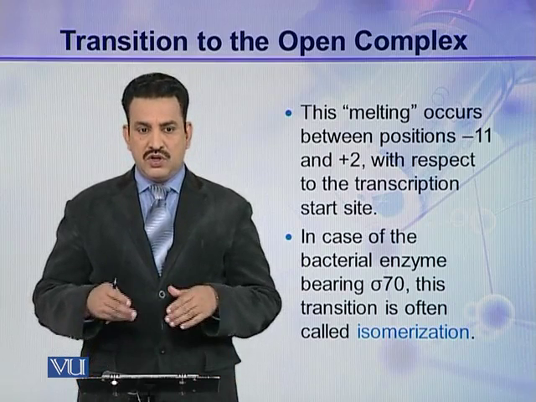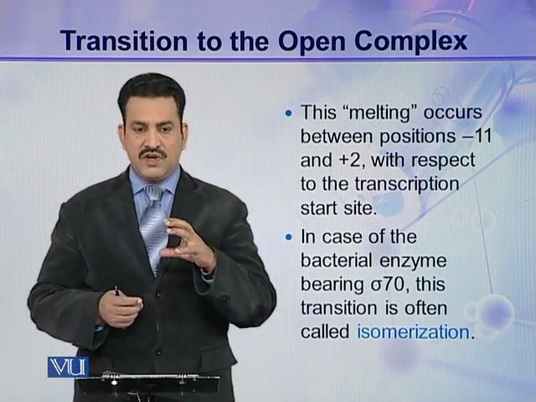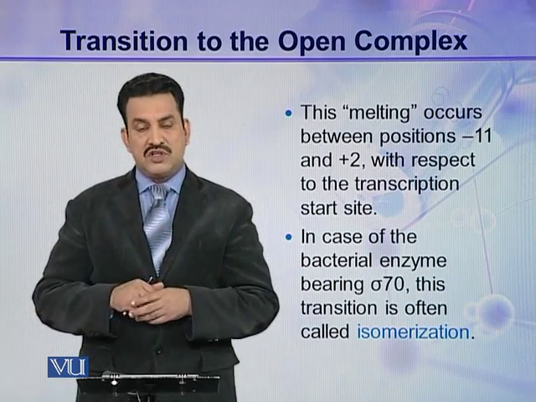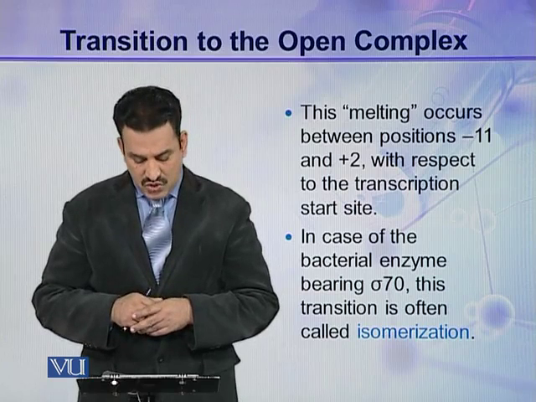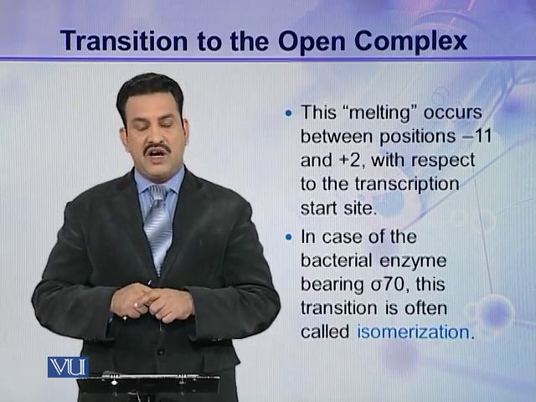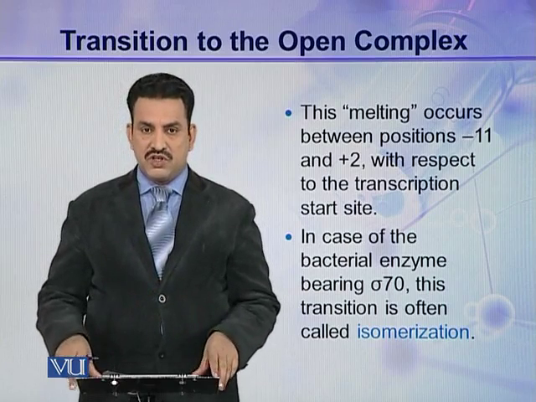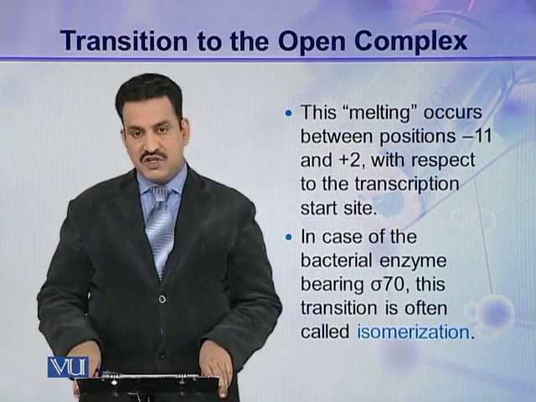So you have seen the structure of RNA polymerase. There was one subunit which is sigma subunit. So bacterial RNA polymerase contains this sigma subunit, and this sigma subunit is called sigma 70.